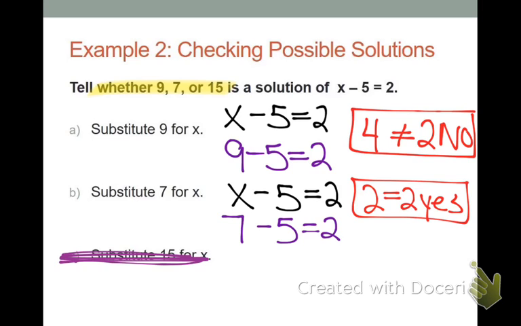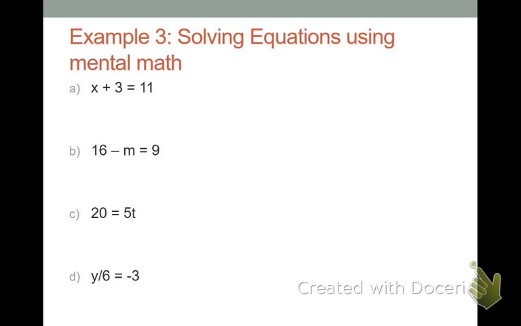All right, example 3. In example 3, we've actually already done this in example 1. But now what I want you to do is on your paper, write each one of these equations for A, B, C, and D. And again, skip a line in between so we can go ahead and answer these using mental math. All right, so let's go through the list.